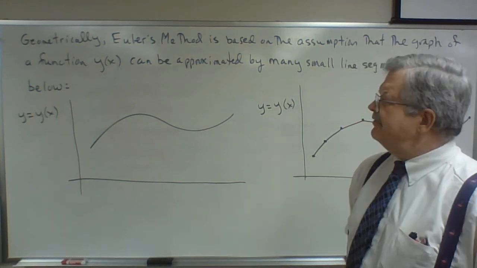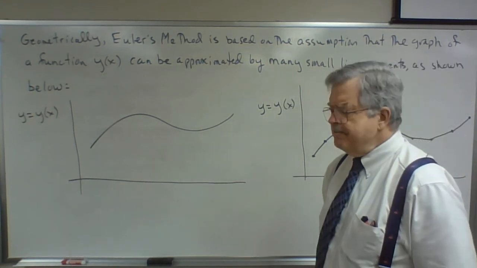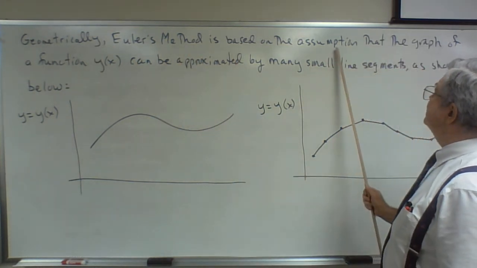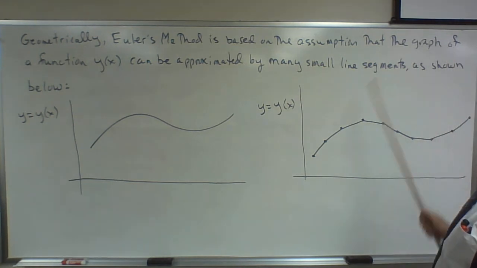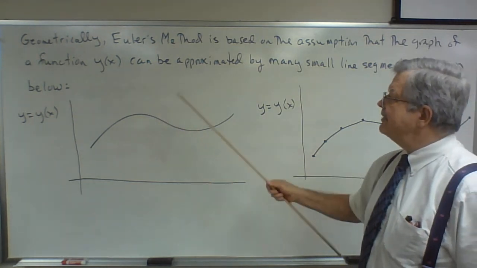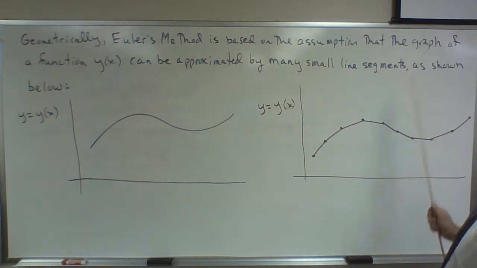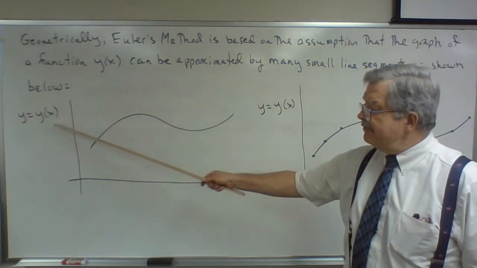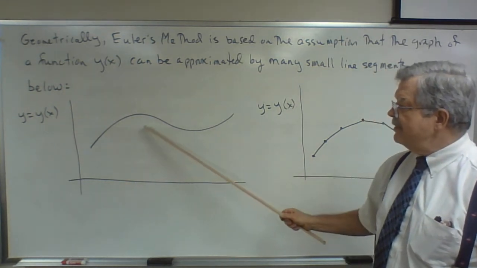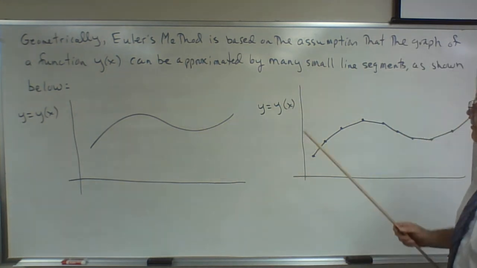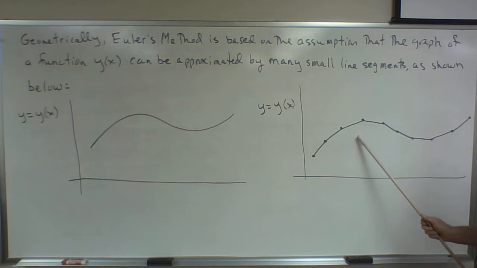Here's part of the basic idea of our algorithm. Geometrically, Euler's method is based on the assumption that the graph of a function y of x can be approximated by many small line segments, as shown below. And here's the graph of y equals y of x. And here's our approximation of the graph of y equals y of x.